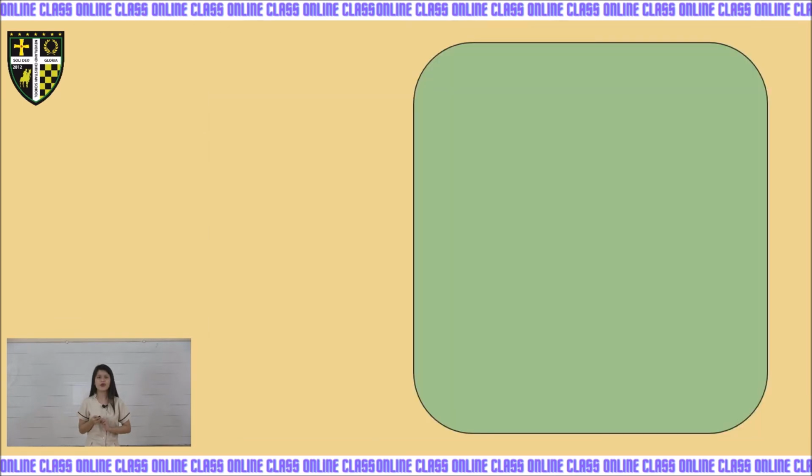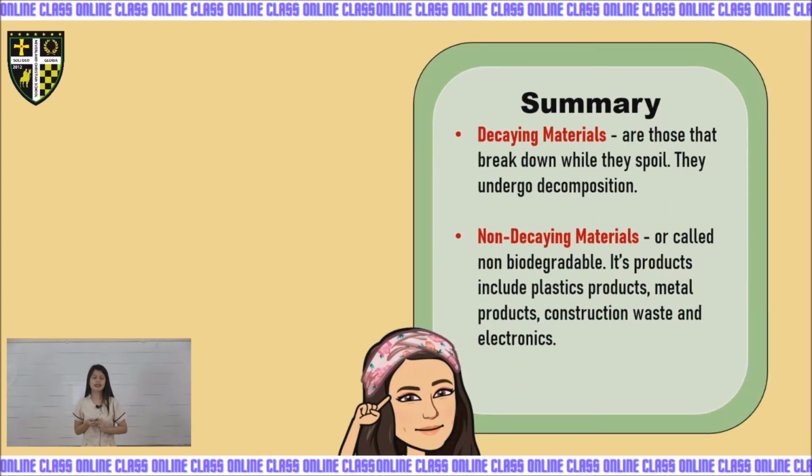And for your summary, okay, let's have a review of this. What do we mean again by decaying materials? Decaying materials are those that break down while they spoil. They undergo decomposition. What about non-decaying materials? When we say non-decaying materials, this is also called non-biodegradable. And its products include plastic products, metal products, construction waste, and electronics.